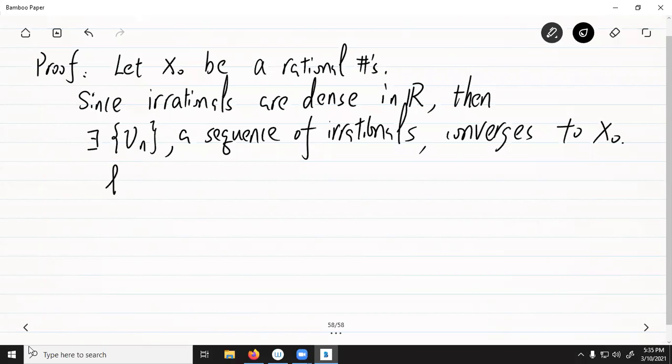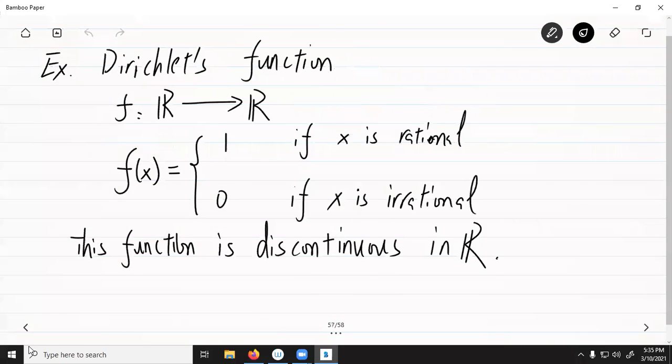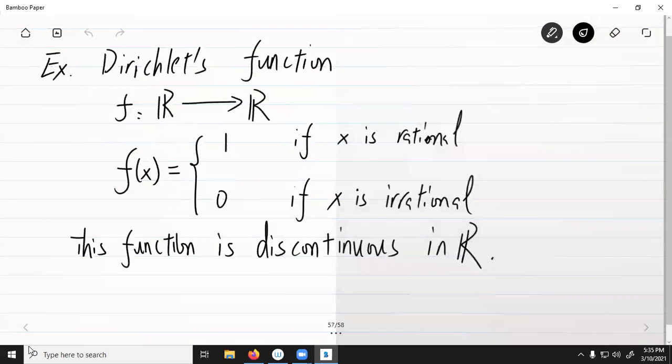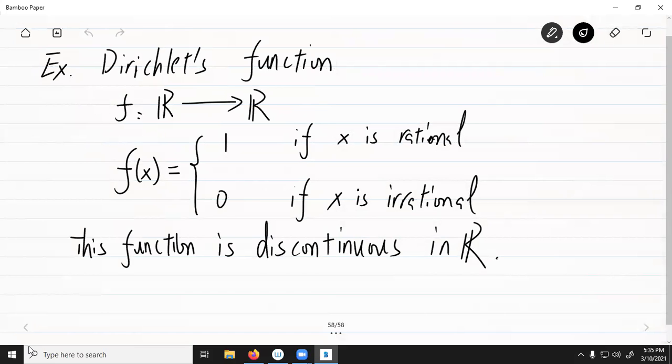However, what is f of Vn? Vn is irrational, so f of Vn would be 0, right? So this is 0. It will not converge to f of x naught. x naught is a rational number, so f of x naught is equal to 1. Okay.